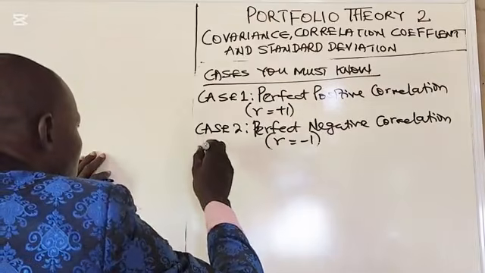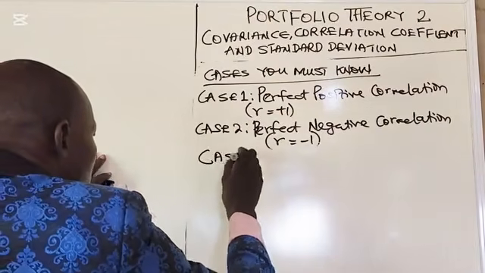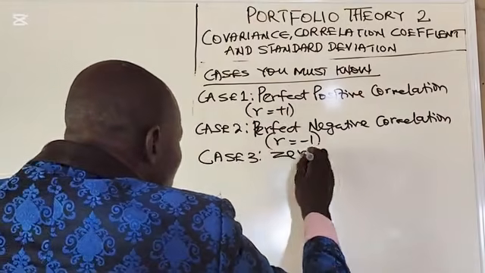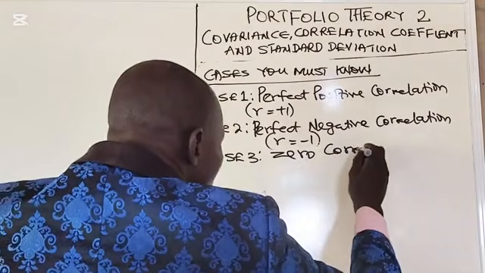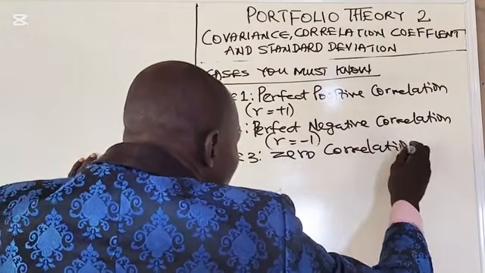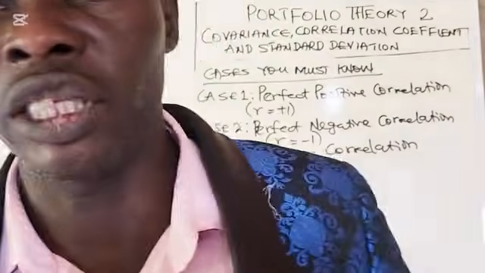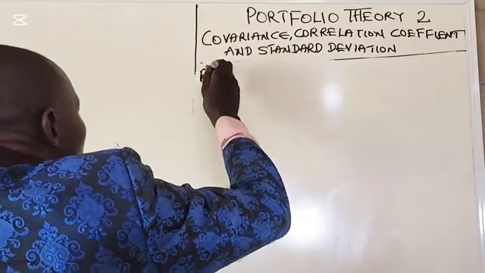Then we have case 3. Zero correlation. Partial diversification benefit.